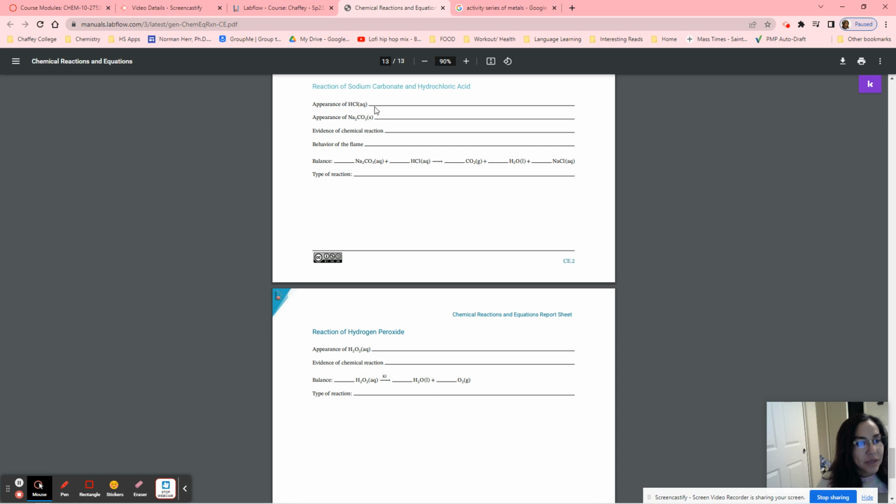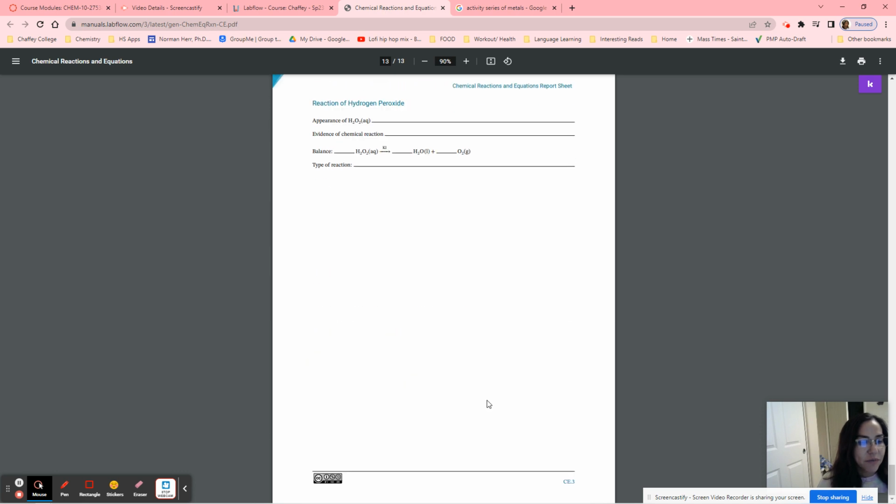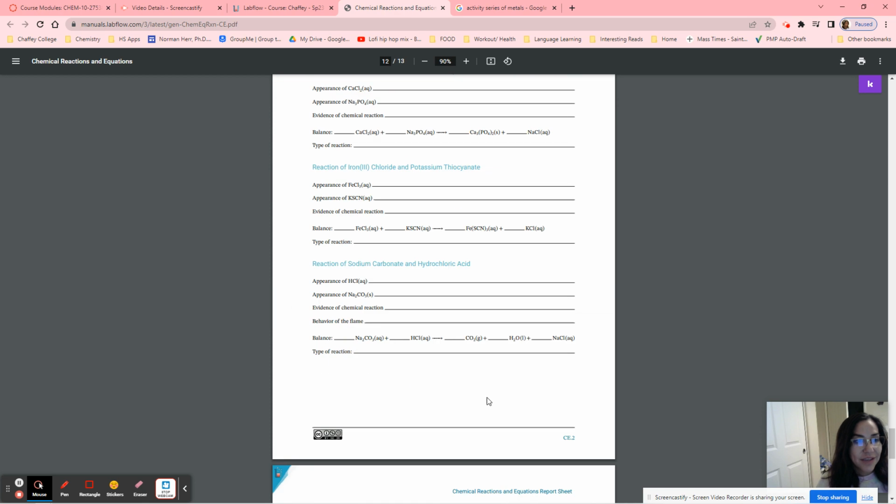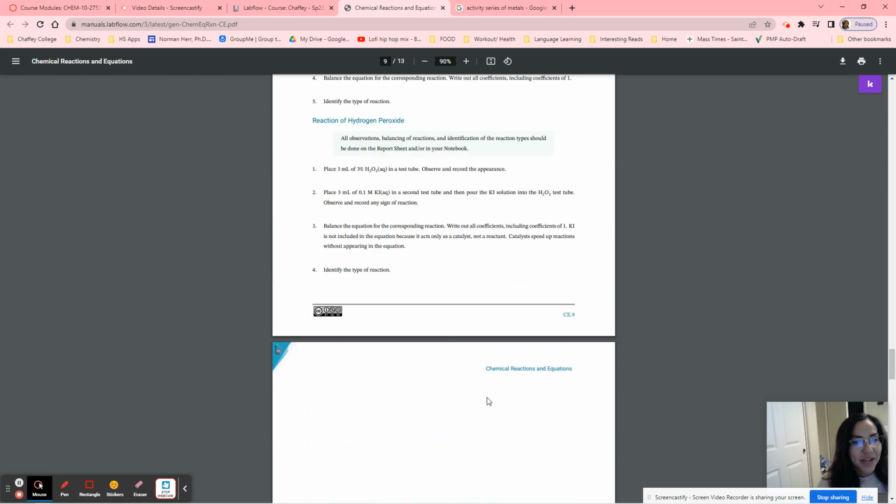Exact same thing. What do these two individual ones look like? What is the evidence of a chemical reaction? Behavior of the flame. What did you notice of the flame? Is it sparking? Is it dancing? Is it still? What color is it? Is it large? Is it thin? Right? Like you want to describe the flame. Bright, dull, balance it, and give me the type of reaction that it's going to have. Okay. And that's it. That was it for chemical reactions and equations.